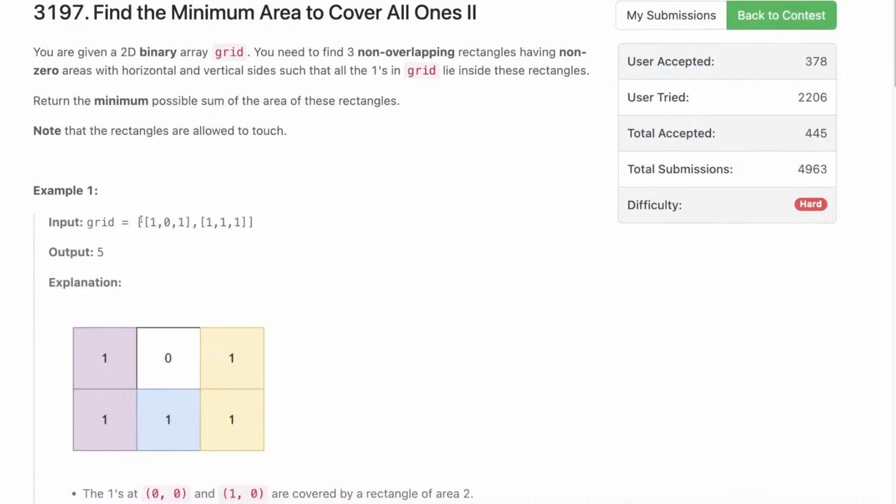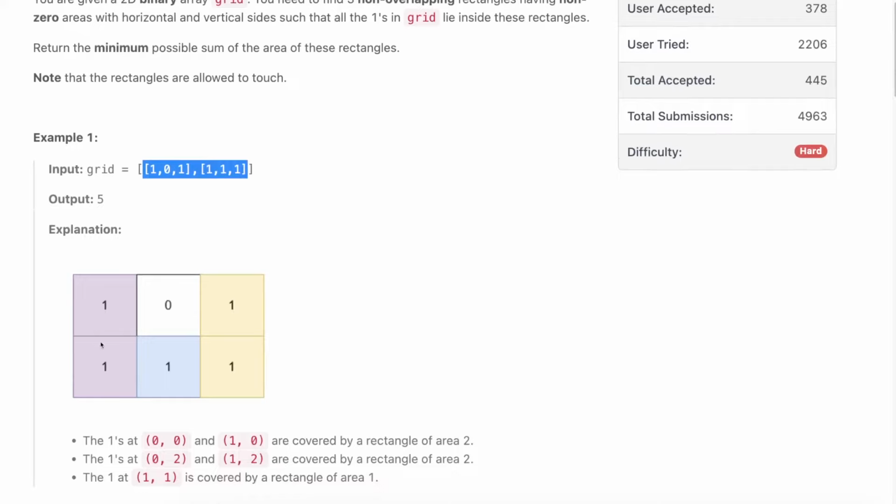So let's take an example. Let's say the grid is 1 0 1 1 1 1. Now here all the 3 rectangles that are chosen are colored with 3 different colors, and the sum of areas of the chosen rectangles would be 2 plus 1 plus 2, which is 5. Because you haven't covered any of the zeros in any of these 3 rectangles, that's the best solution you can have, because that's the minimum possible area if you want to cover all the ones, right? So 5 is the minimum possible area here.